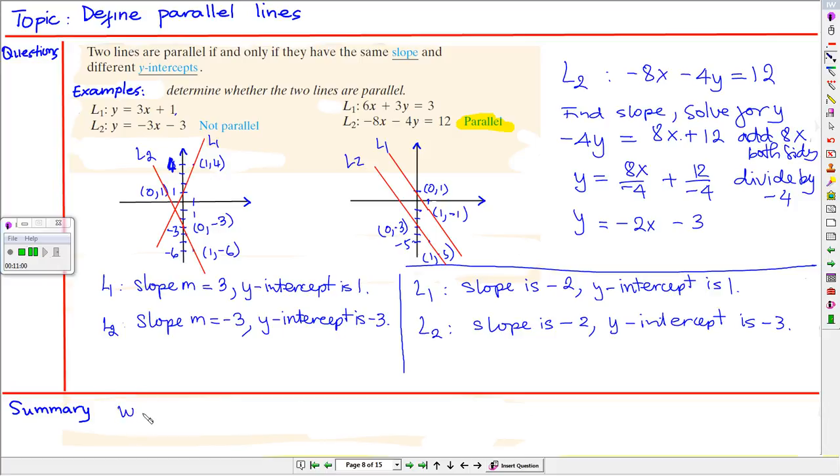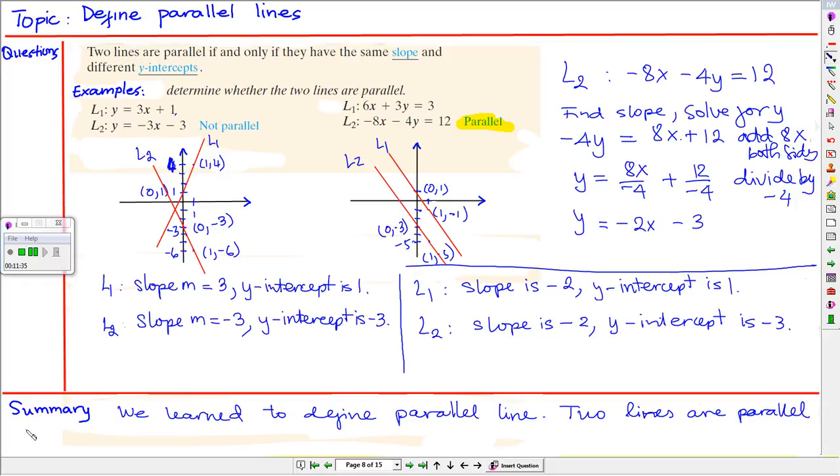So let's find out what we learned from this video. In this video, we learned to define parallel lines, so we can make a conclusion that two lines are parallel if they have the same slope and different y-intercept.